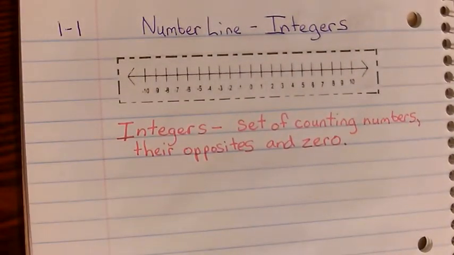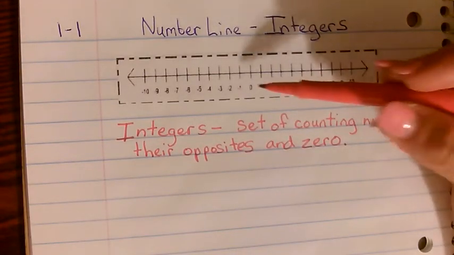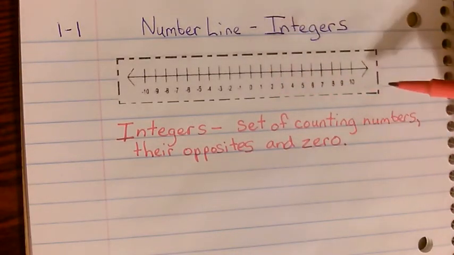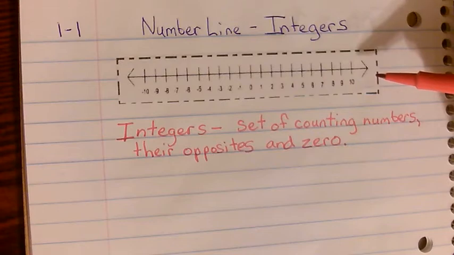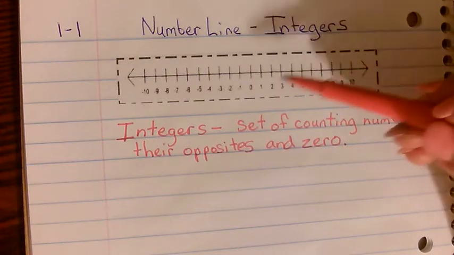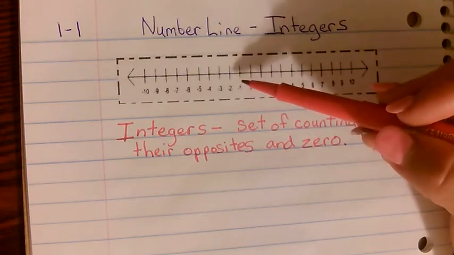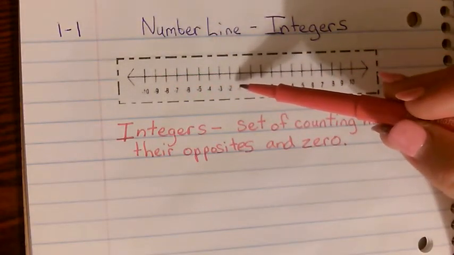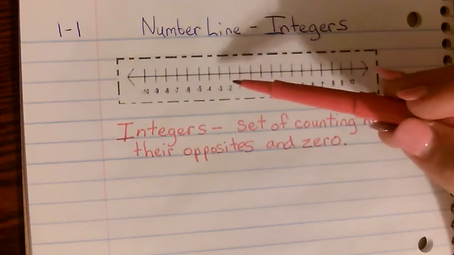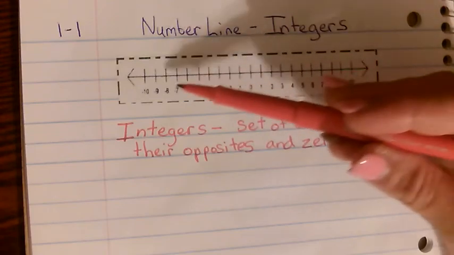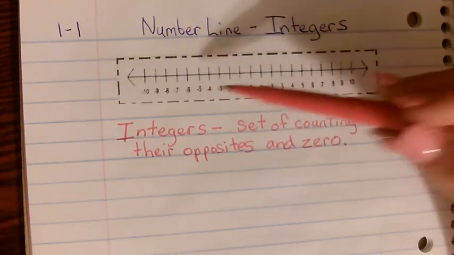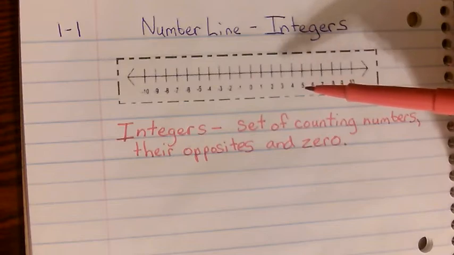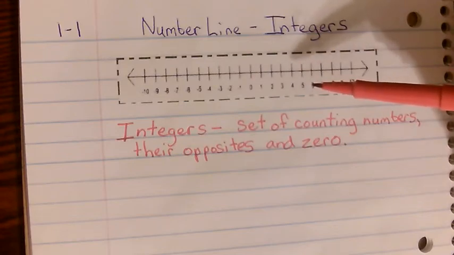Look right here. We have counting numbers starting at 1, going through 10, but this goes infinitely to the right. We have 0, and to the left we have negative numbers, and the negative number of -1 is the opposite of 1. -2 is the opposite of 2. So these negatives are the opposites of the number on the positive side, the same distance from 0.